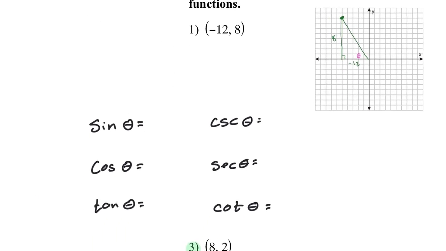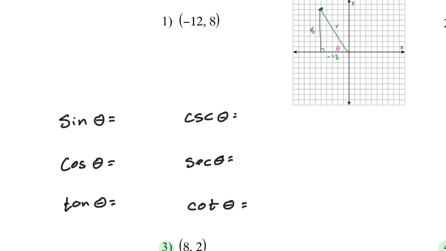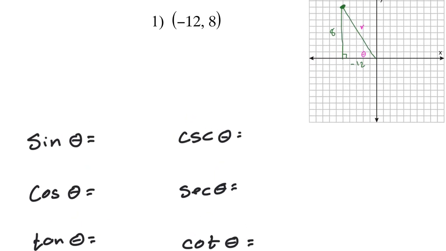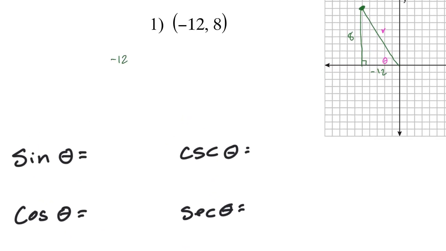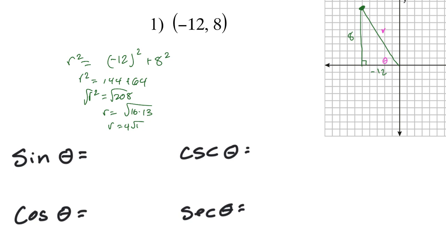Okay, so let's see here. My first step is that I'm going to find r. So r squared equals negative 12 squared plus 8 squared. So that's 144 plus 64. And so this is 208. Then taking the square root on both sides, I can simplify. So 208 is the same as 16 times 13. So r is 4 square root of 13.